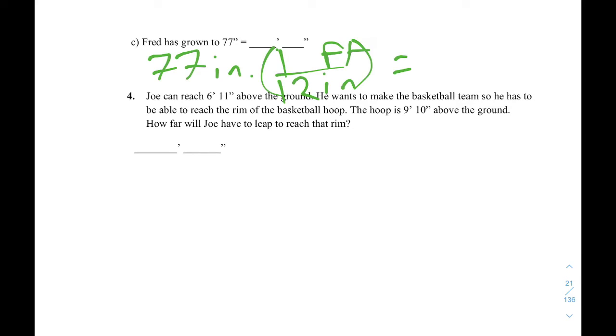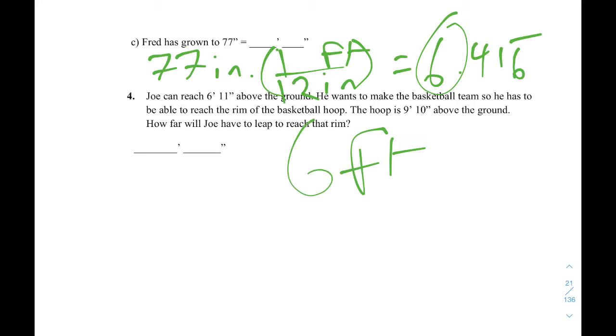what's 77 over 12? 6 and a bit. So if we put it on the calculator, we get 6.416 repeating. 6 is the full number of feet. So we can say that for the feet, there are 6 of them for sure. But there is also this fraction of a foot, this 0.416 repeating of a foot. This bit of length needs to go back into inches.